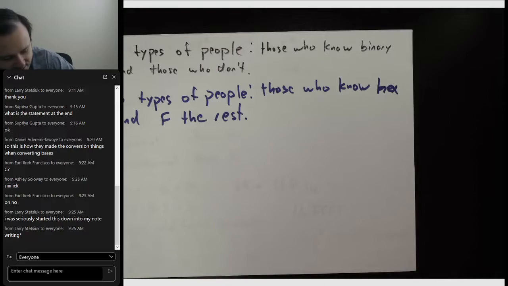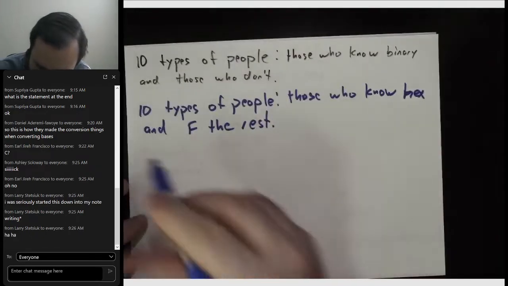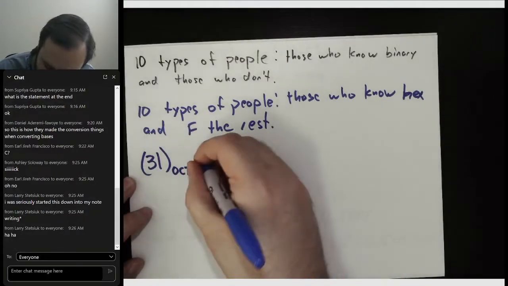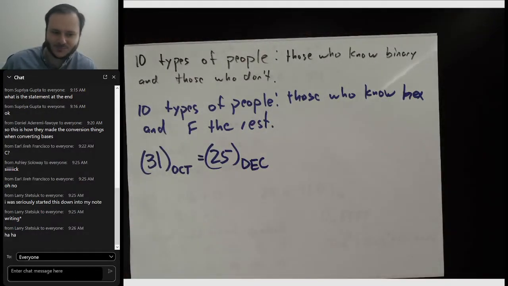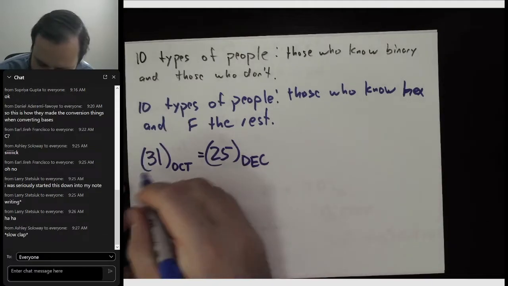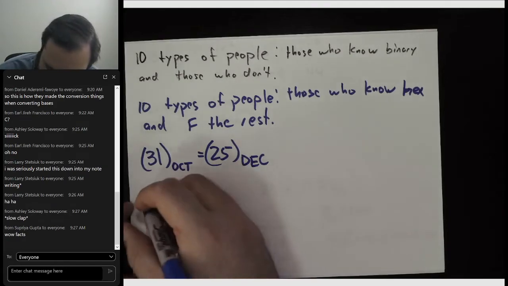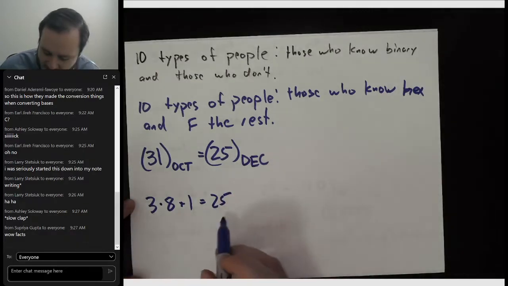Why did the computer scientist dress up as Santa for Halloween? Well, you see, he got confused. Because 31st of October is 25th of December. Because 31 in octal is 3 times 8 plus 1, which is 25 in decimal.